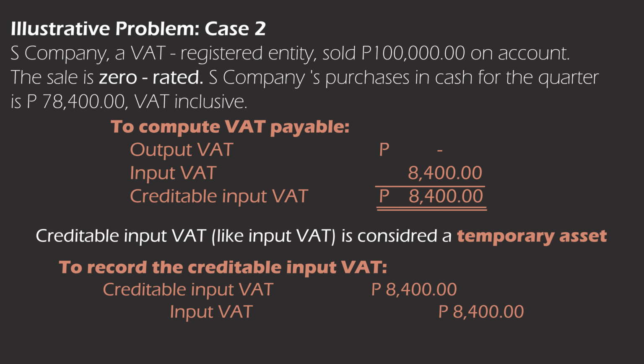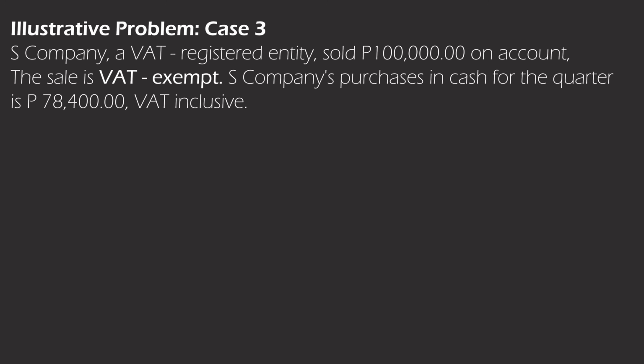Now take note, creditable input VAT, like input VAT, is considered a temporary asset. So to record the creditable input VAT, we debit creditable input VAT of 8,400, and then to close input VAT, credit input VAT 8,400.